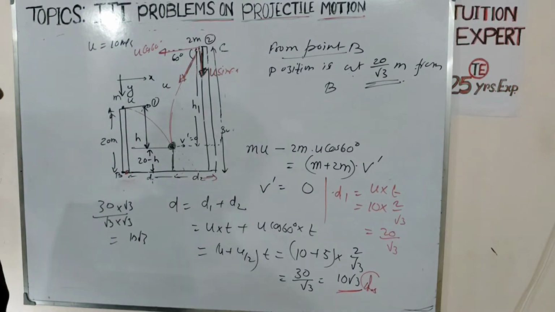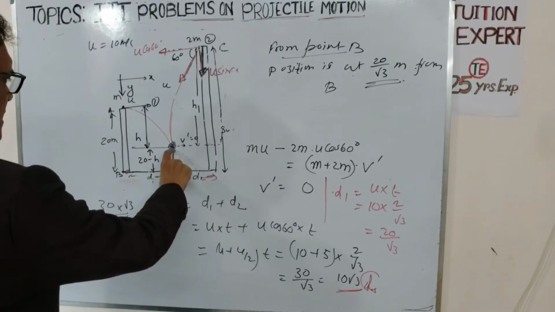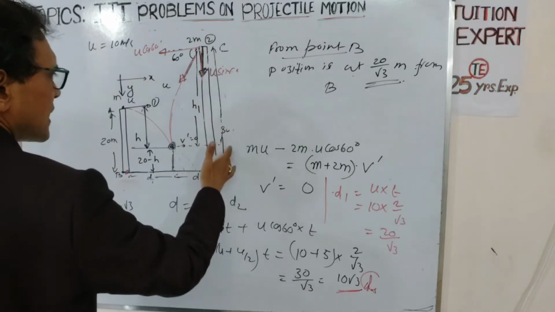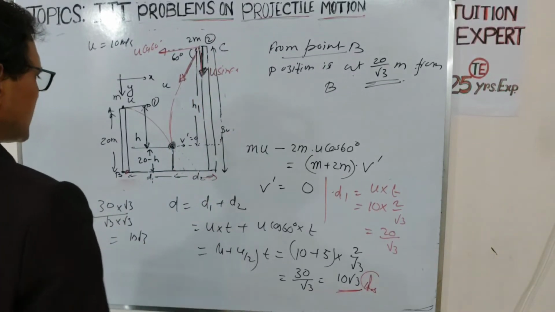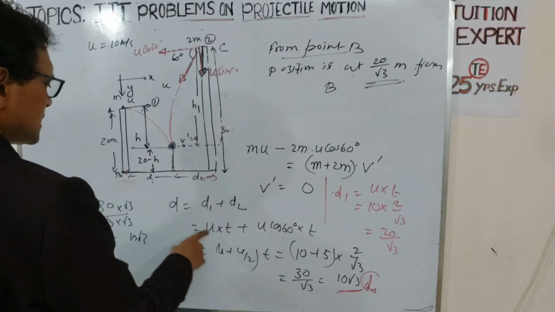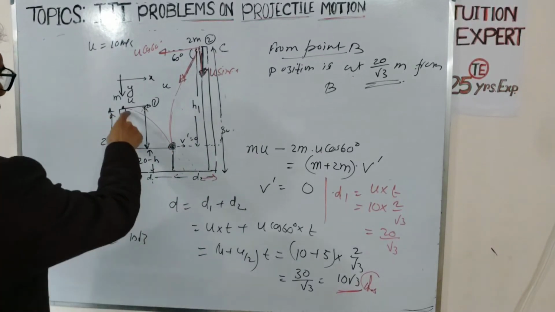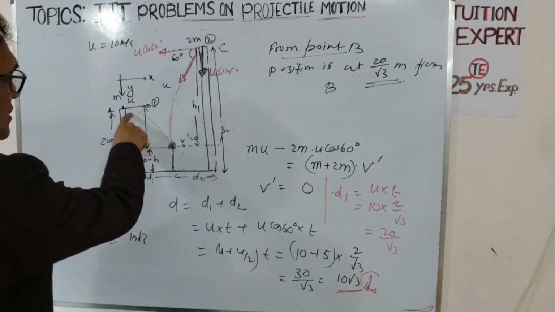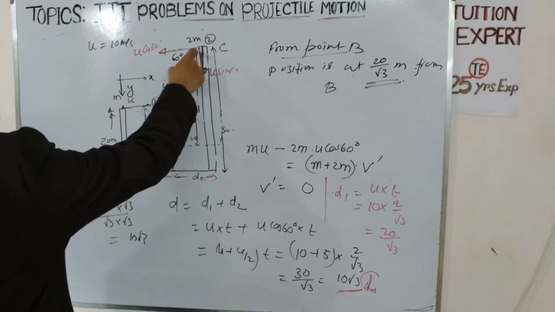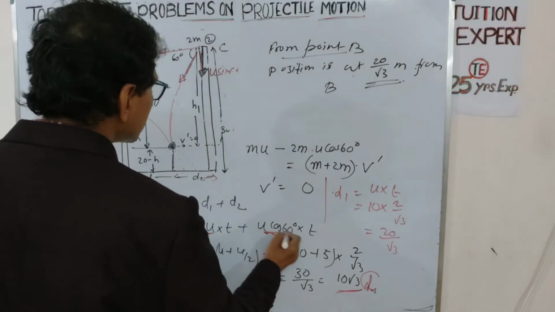Understand, just from the figure we get h equals half g t square, and 20 minus h. Now if this is h1, then this plus h1 equals 30. From that equation we get t. Now we have d1 plus d2. d1 means horizontal distance moved, so we consider the horizontal component of velocity. Also for d2 we consider the horizontal component of velocity. So this is the horizontal component u, and this is u cos 60 degrees.